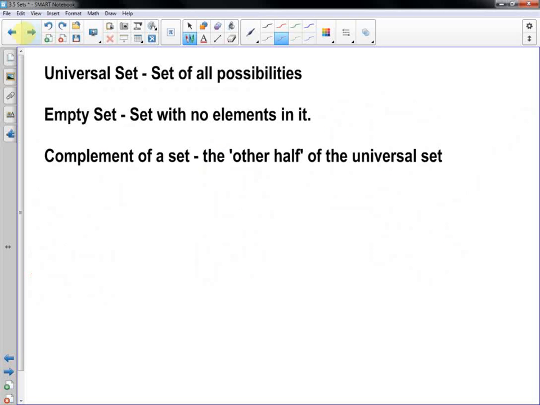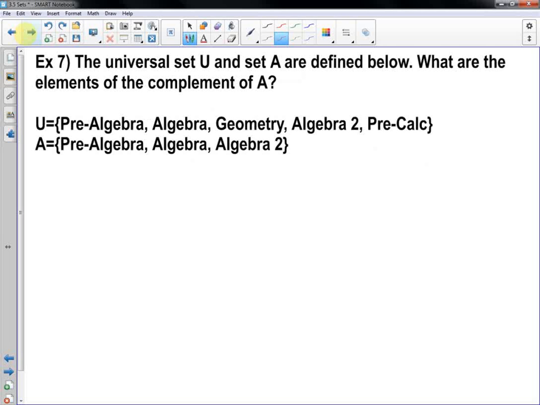All right, the universal set is a set of all possibilities. The empty set is a set with no elements in it, which we just talked about. The complement of a set is the other half of the universal set. And I think it might be easier if we look at the next example and then go from there. So example 7, the universal set and set A are defined below. What are the elements of the complement of A? So the universal set is pre-algebra, algebra, geometry, algebra 2, and pre-calculus. So we probably think of the universal set as being the math classes offered at Stanfield Secondary School.